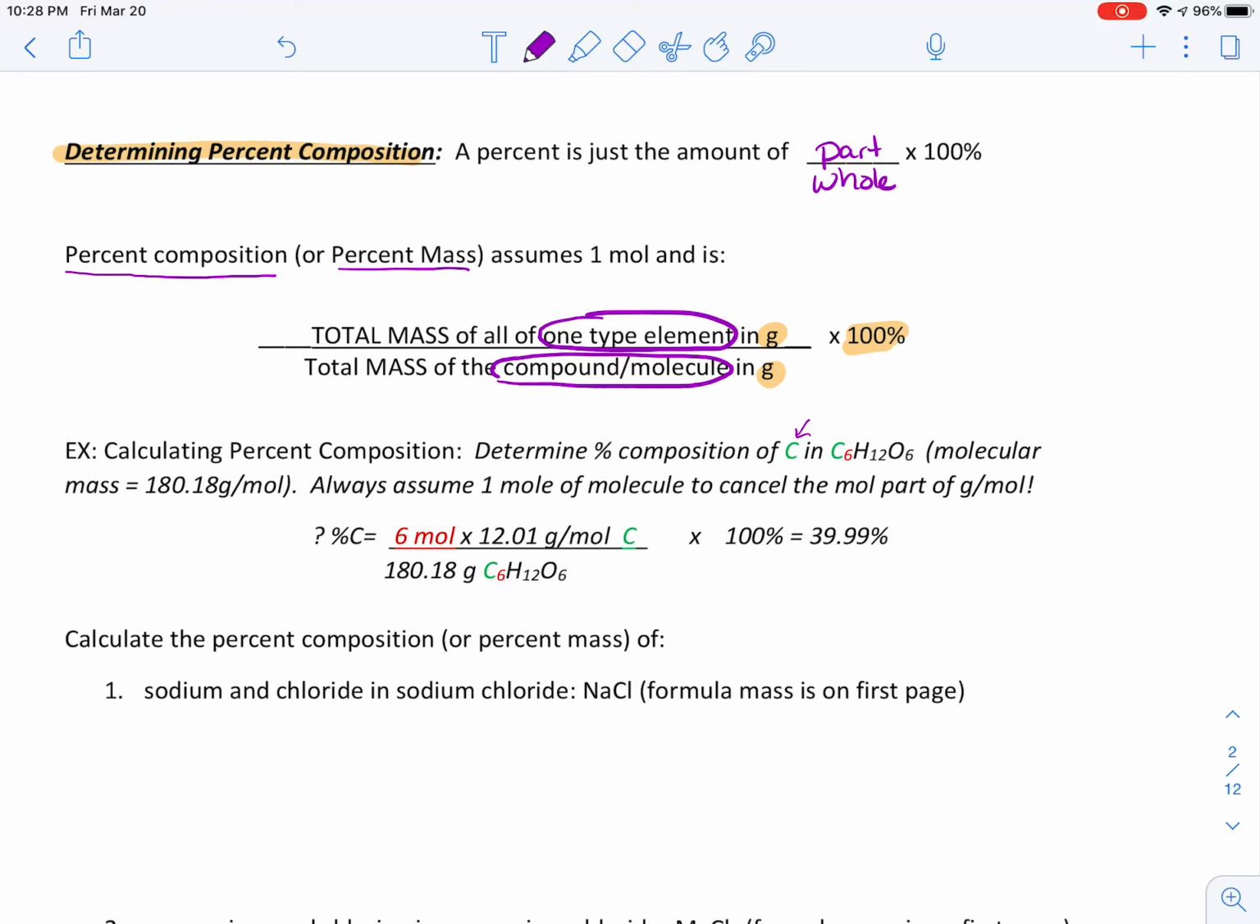So determine the percent composition of carbon in C6H12O6. What that means is that we want to know the total mass of carbon over the total mass of the molecule. And I know it's a molecule because it's just got the carbons, hydrogens, and oxygens in it. In chemistry, we do things like, hey, assume 1 mole. Hey, assume 100 grams. You're going to hear both of those, and it's a great thing to use. So we're going to assume 1 mole of the compound, and it's going to help us cancel out one of our units if we do that.